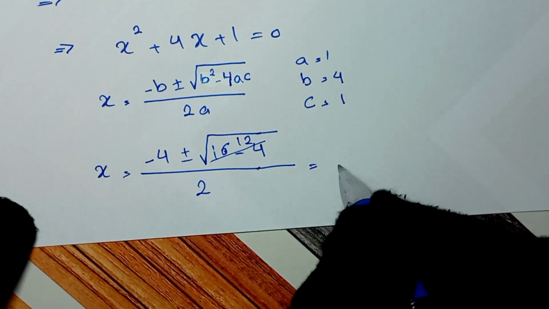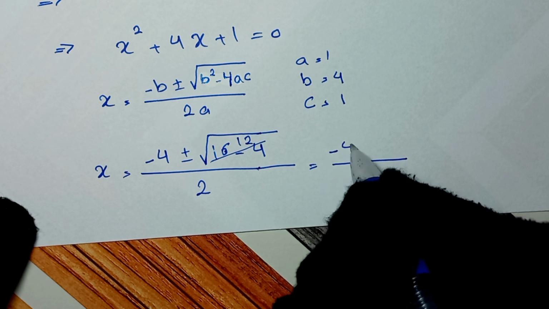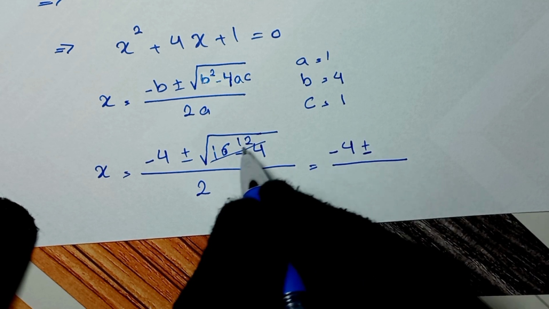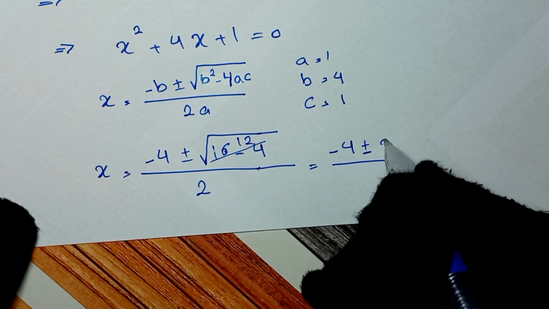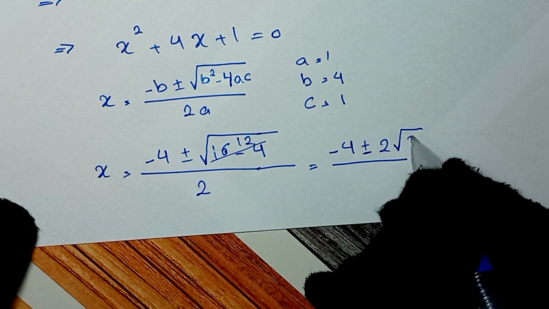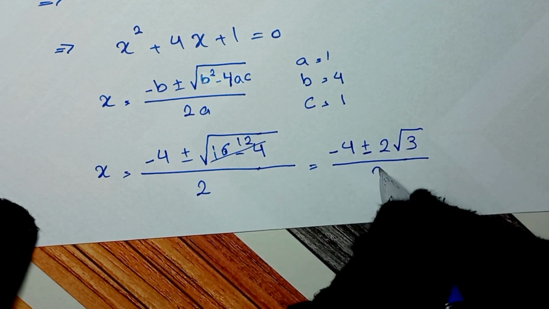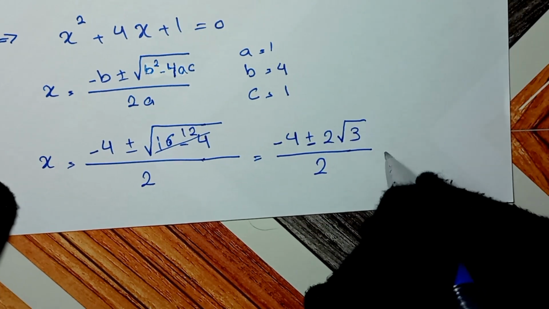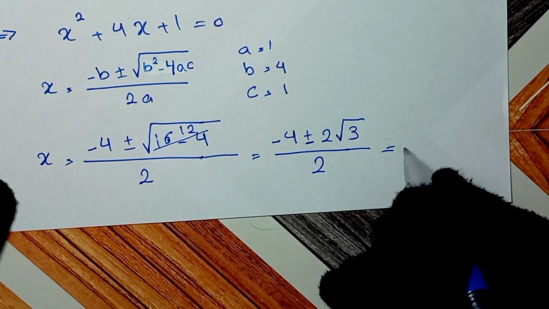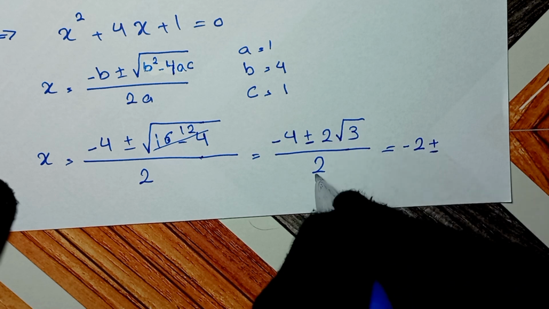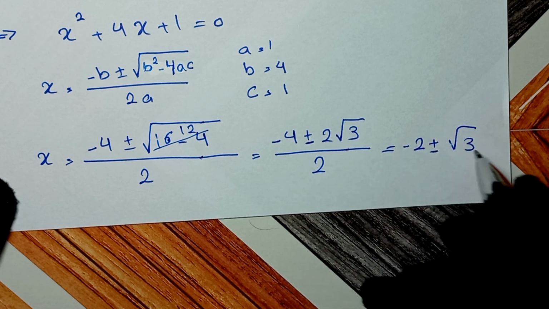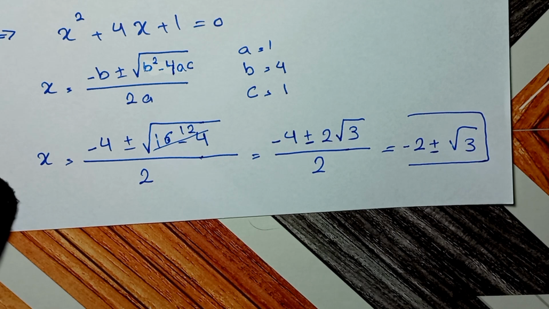and it is equal to negative 4 plus or minus, we can write 12 as 4 times 3, and the square root of 4 will be 2, and times the square root of 3, right? And over 2, and it will be negative 4 over 2 is negative 2, and plus or minus 2 over 2 times the square root of 3, which is the square root of 3. And this is our final answer.